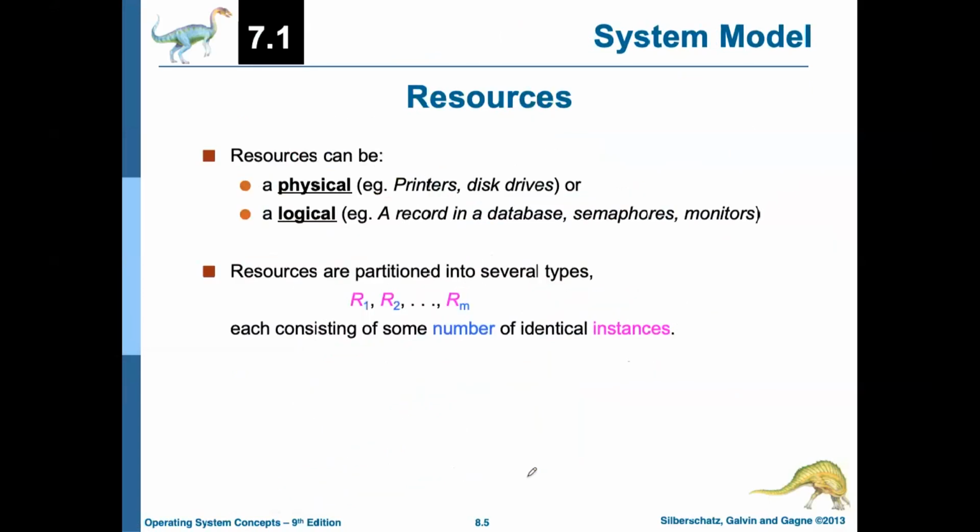Resources can be physical, for example a printer, disk drive, and many more. Or logical, for example a record in a database. That's virtual, right? Smartphones, monitors, and so on. So they classify resources into these two types. Resources are partitioned into several types, R1, R2, and so on, each consisting of some number of identical instances.